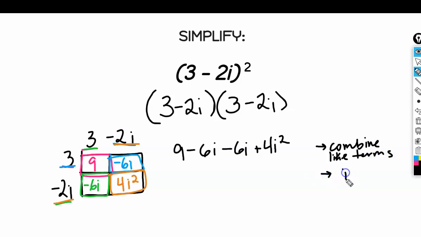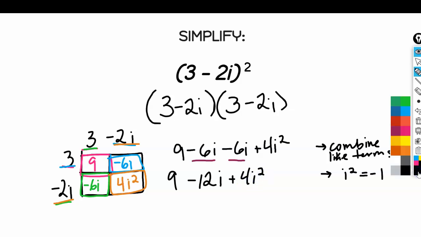And then I also have to remember that i squared is negative 1. So I don't have to do these in order. I'm going to, but you don't have to. So I'll combine like terms, which in this case is negative 6i minus 6i. So that is negative 12i.